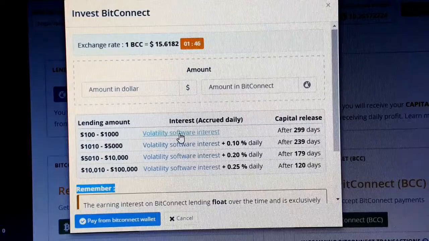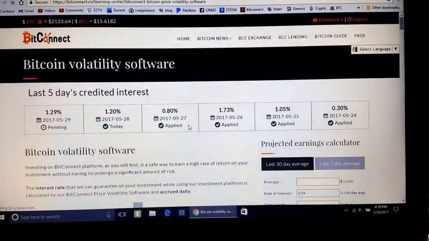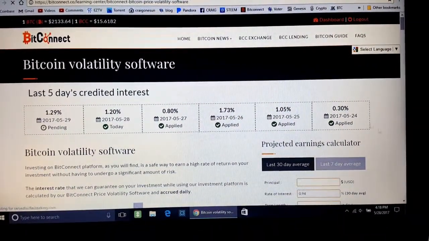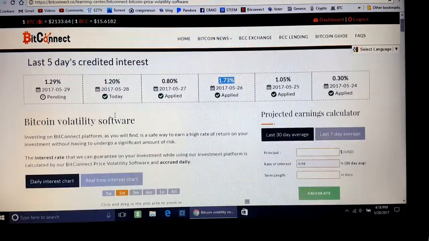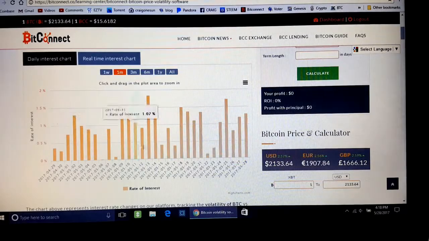So what is the volatility software? Let's look at that before I do my loan, right? So the volatility software, here it shows the last 6 days. Well, the last 5 days and tomorrow. As you can see, 0.3, 1.05, 1.73, that's a great day. 1.8, 1.2, right? So down here you have a chart that shows the daily interest payments.